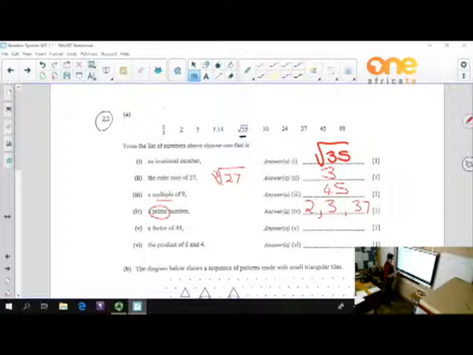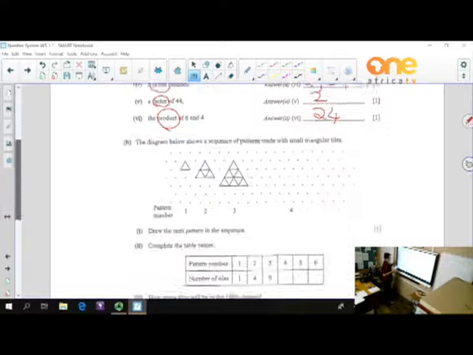Then a factor is a small thing that divides. What can divide into 44? And it would be 2. From that list, I think it's the only one. And then the product of 6 and 4, which is 24. That is very easy. Right.